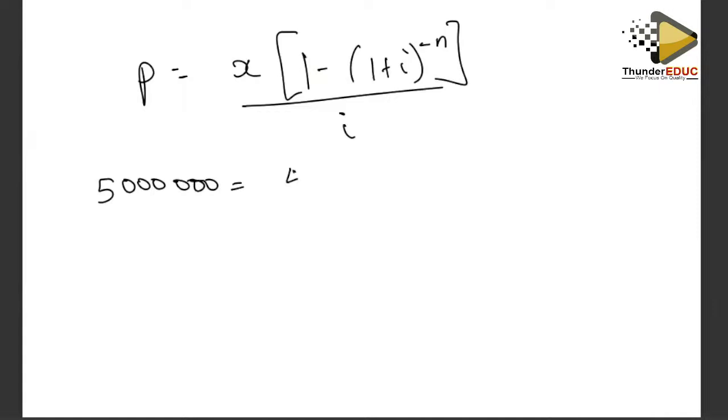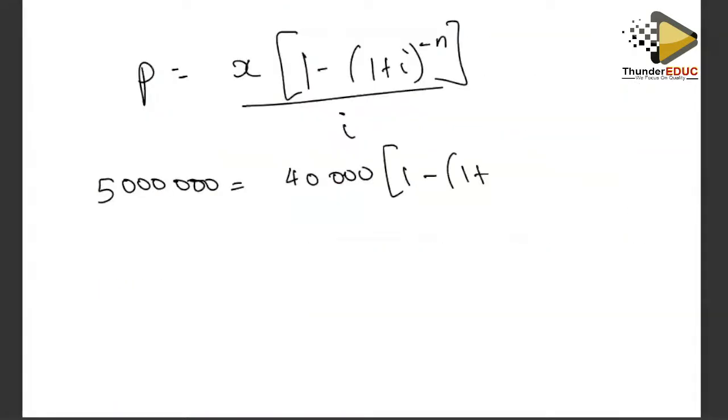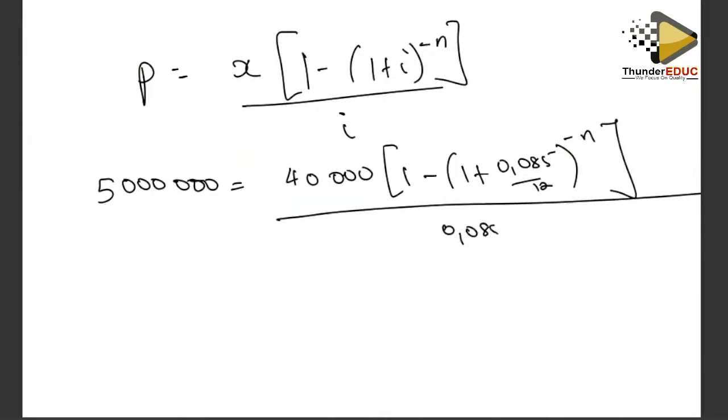Okay, our x is 40,000 into 1 minus 1 plus the interest rate, which is 0.085 over 12, to the exponent of negative 12n. Wait a minute, how many months? Let me just leave it as n, because if I say negative n, I'll be looking for the years. Okay, dividing it by 0.085 over 12.